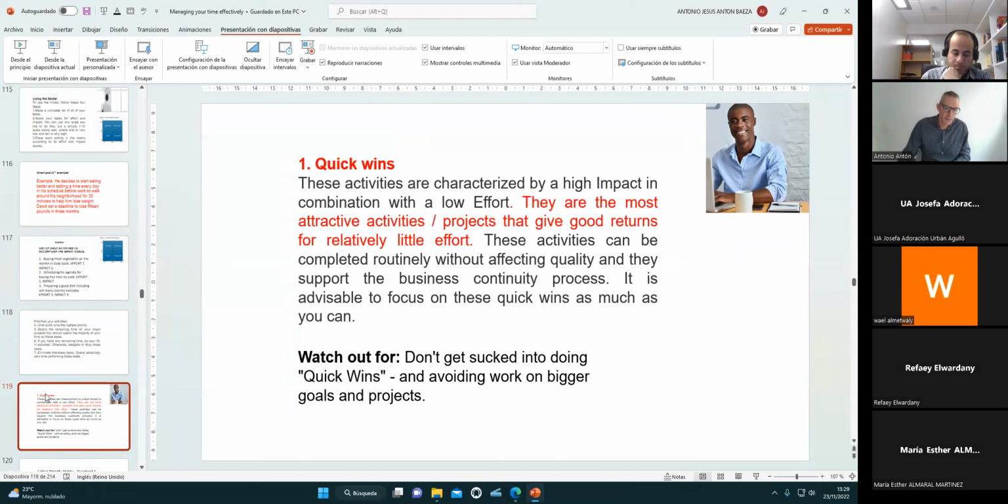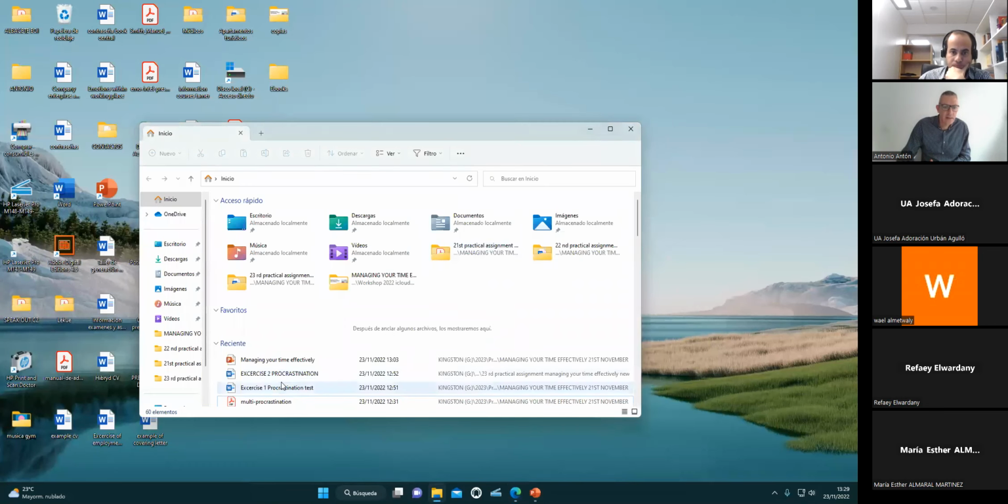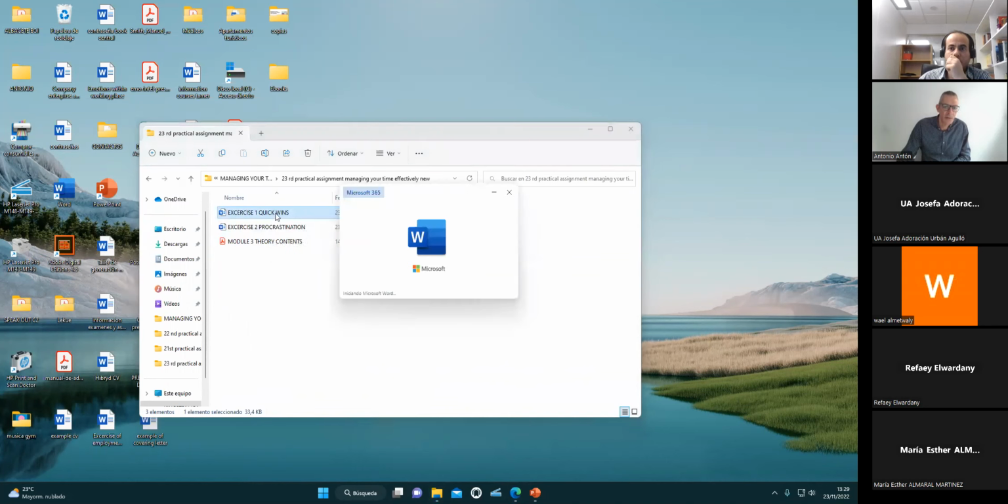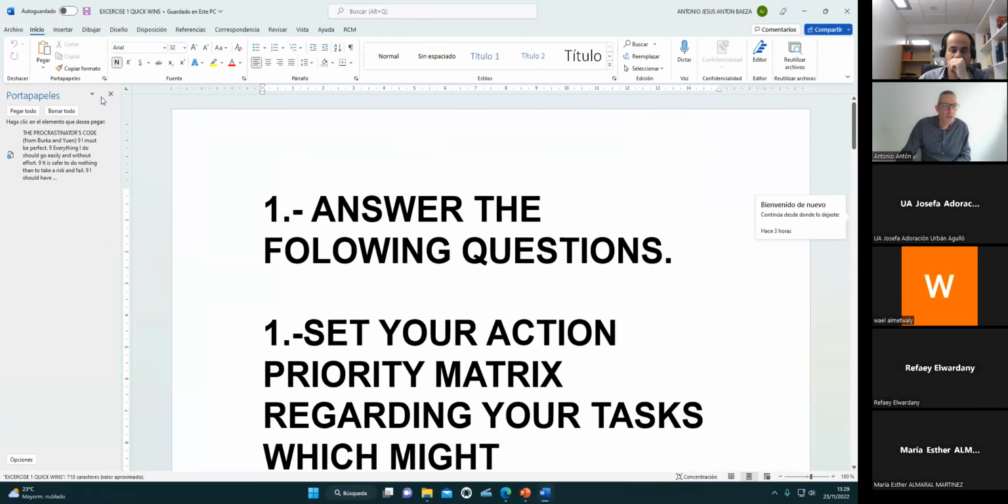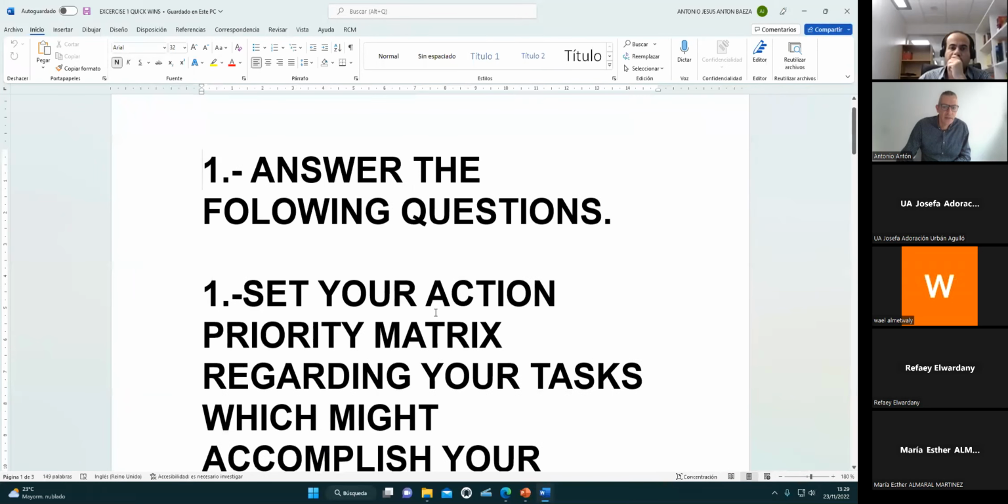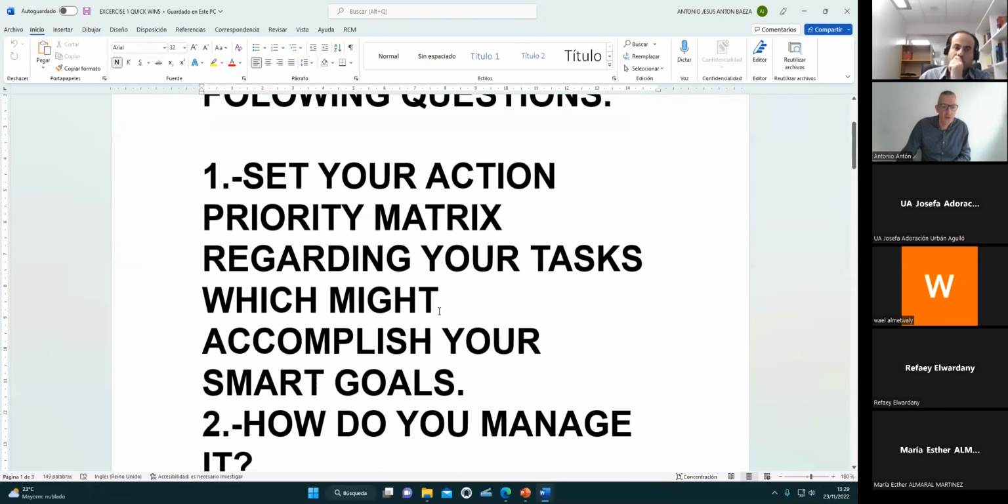Perfect. Quick wins, very quick wins. So let's start. Before starting these explanations, let me show you the exercises for today. There is one exercise about quick wins and the other exercise is about procrastination. This exercise says: answer the following questions. Set your action priority matrix regarding your tasks which might accomplish your SMART goals.